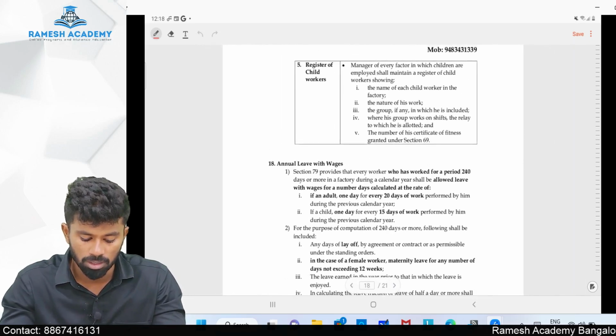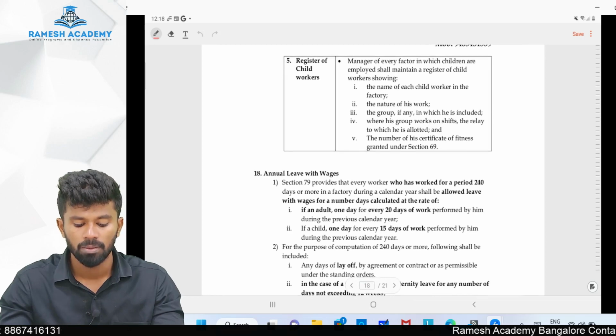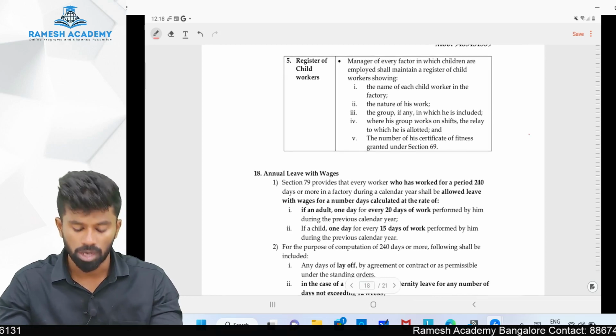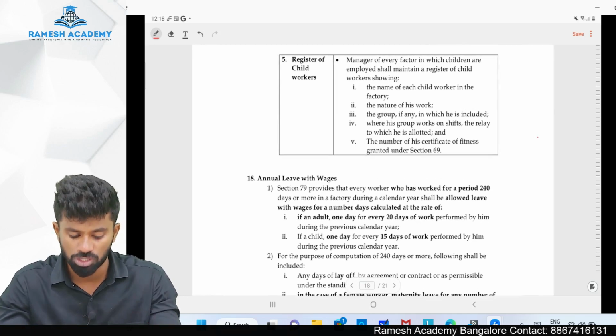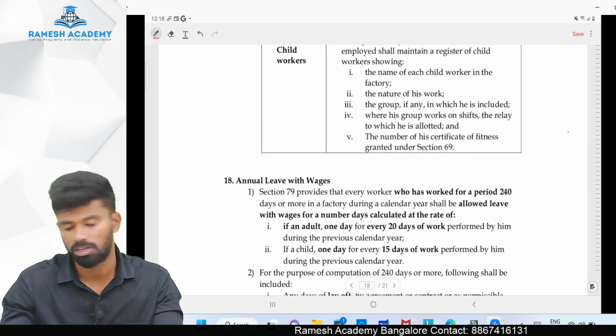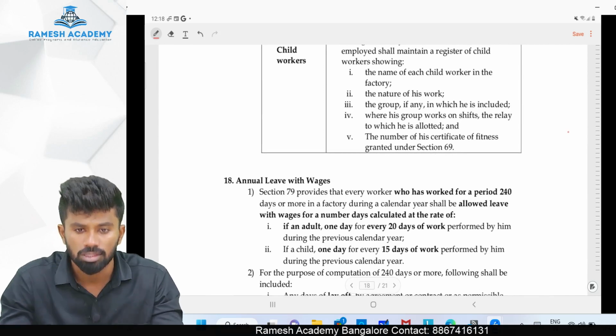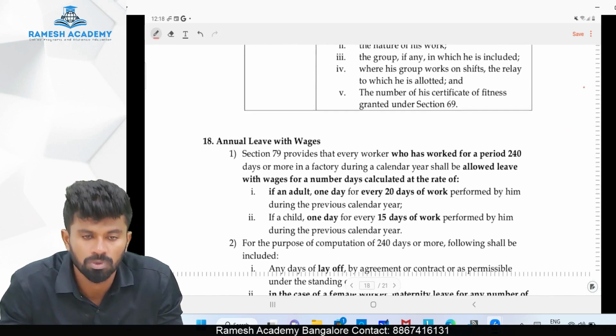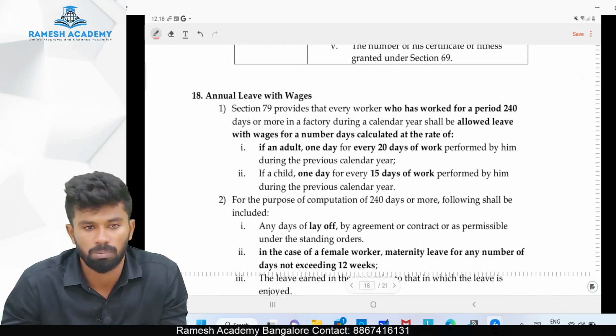Register of child worker: the employer shall maintain the register of what? Child worker, specifying the name of the child, nature of his work, the group, and the number of his certificate of fitness granted. Okay, these are the provisions with respect to what? Employment of a young person.